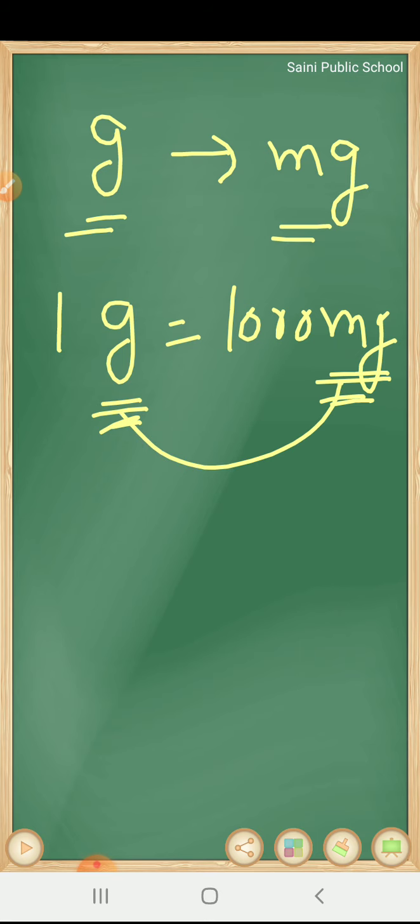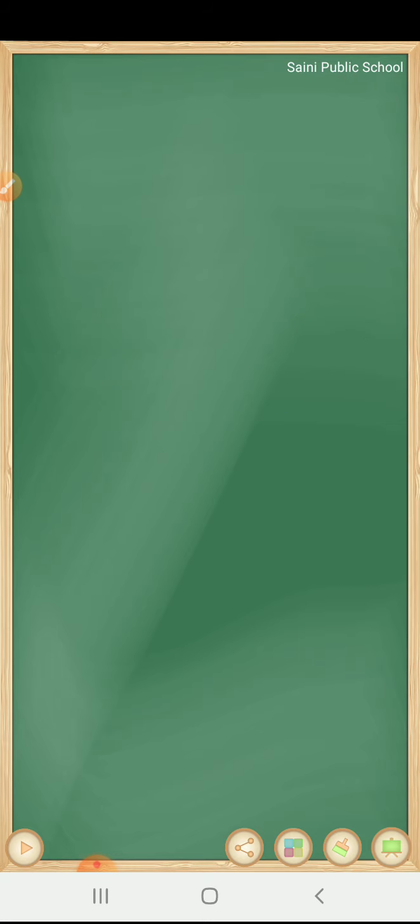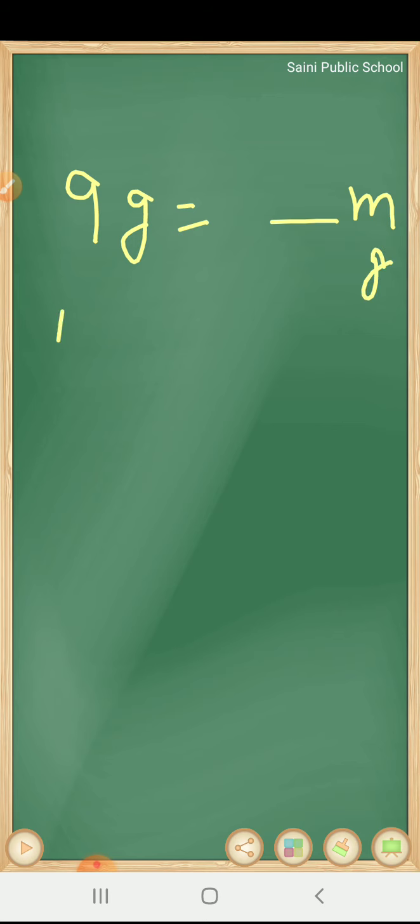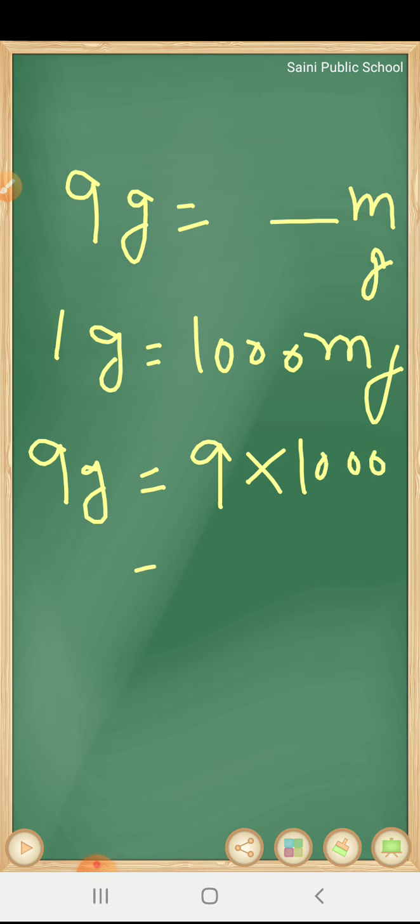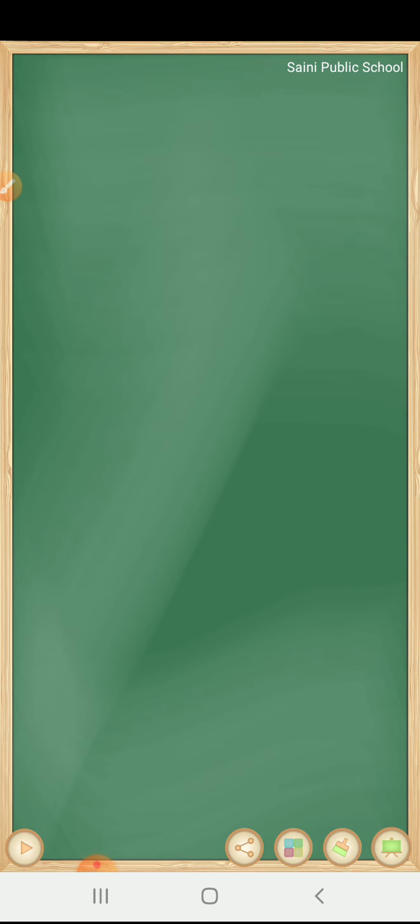So let us discuss with the help of an example. Suppose we want to convert 9 gram into milligram. Now 1 gram is equal to 1000 milligram. So 9 gram is equal to how much? 9 into 1000, 9000 milligram.